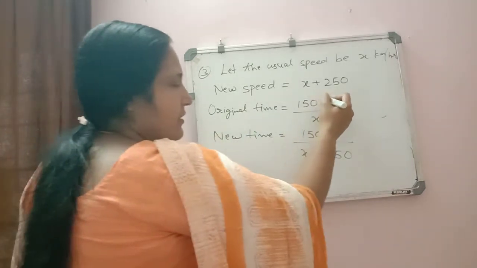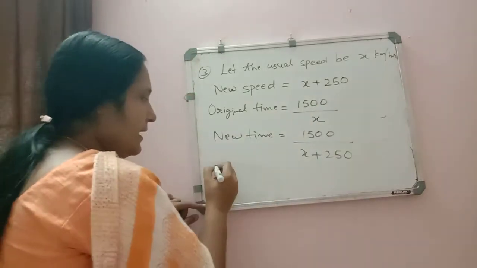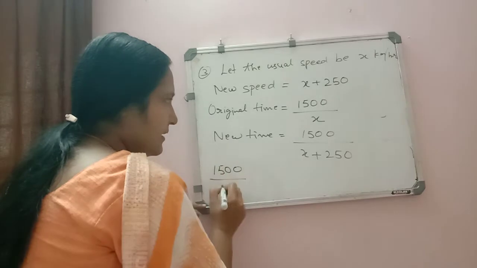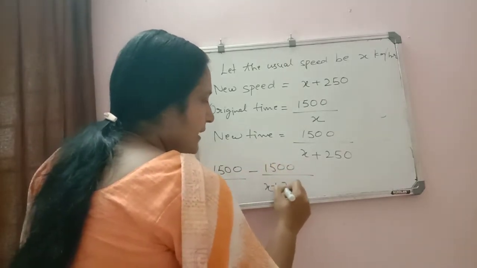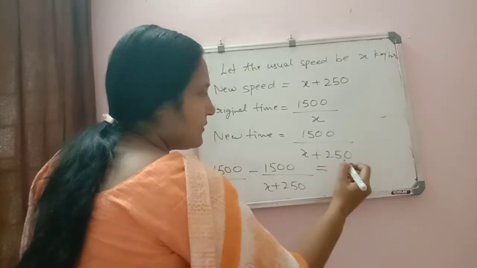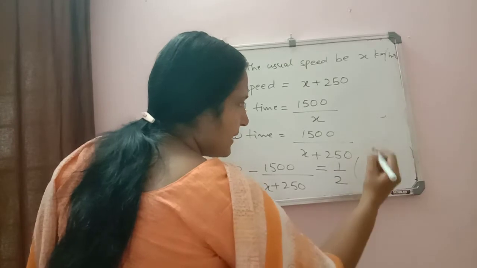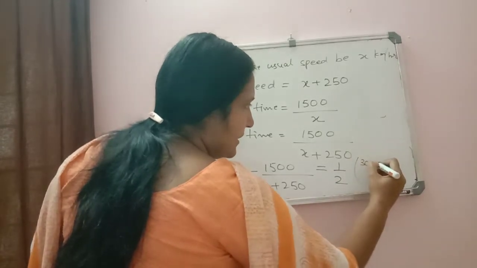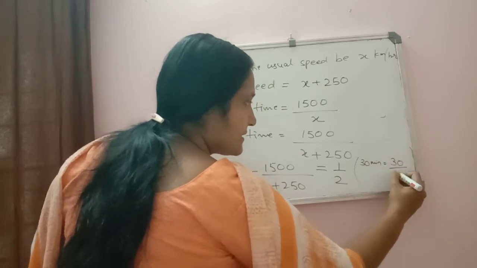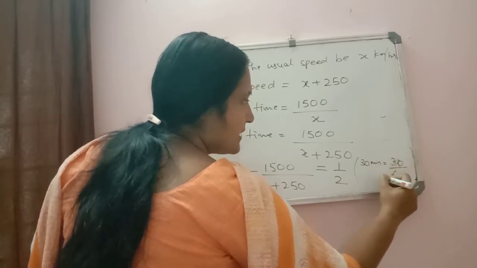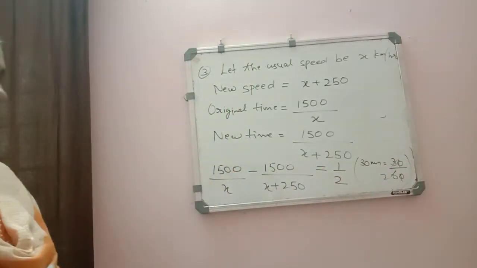Obviously the numerator is the same, so whichever denominator is smaller, that number will be greater. So 1500 by x minus 1500 by x plus 250 is equal to 30 minutes, and I am writing here 1 by 2. Why am I writing that? Because to convert 30 minutes into hours we have to divide it by 60, so 30 by 60 is equal to half an hour. That's why I wrote 1 by 2.